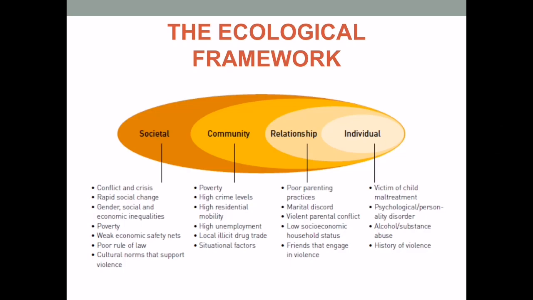To describe the risk factors at each level, since interpersonal violence is experienced differently by people, this framework views interpersonal violence as the outcome of the interaction between many factors at four levels: individual, relationship, community, and then finally societal.